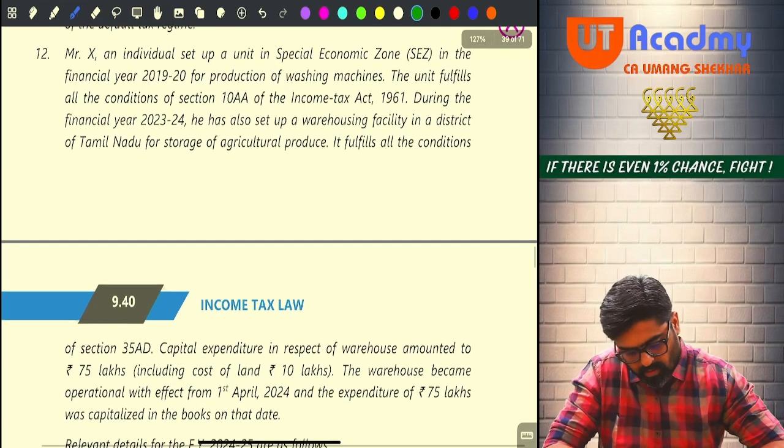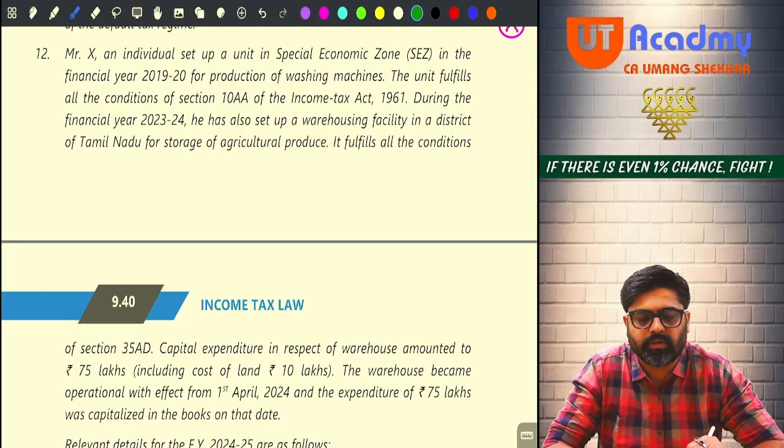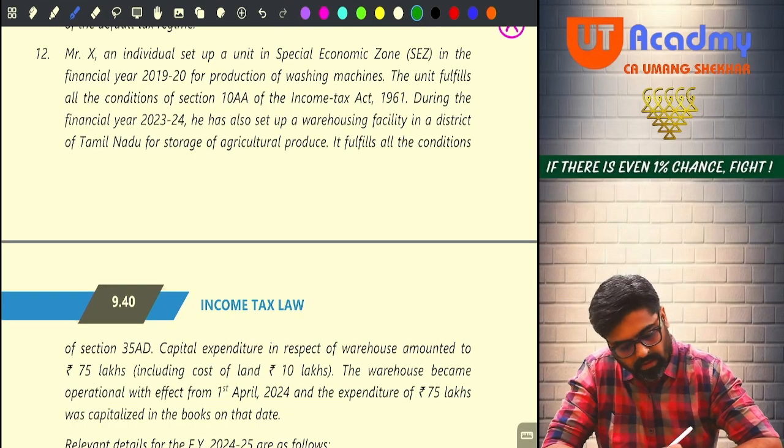Okay. So now we are solving question number 12, which is given in your computation of total income topic. Right now, test your knowledge. Question number 12.